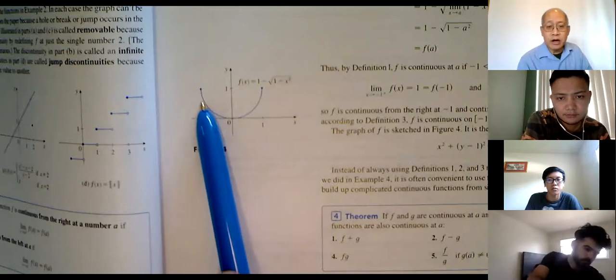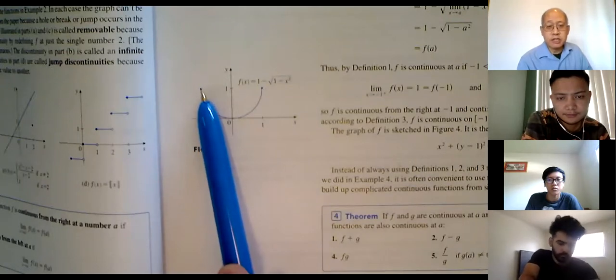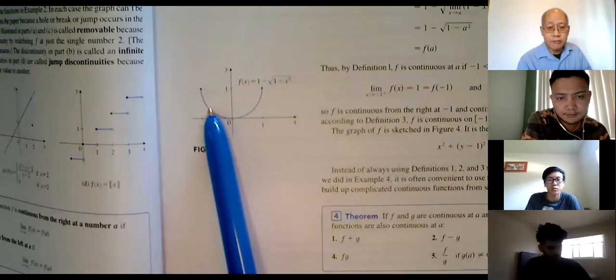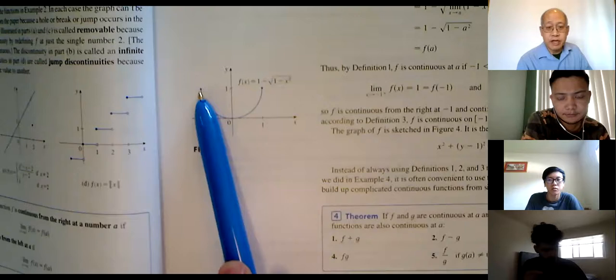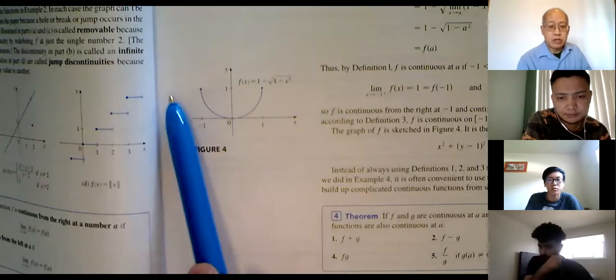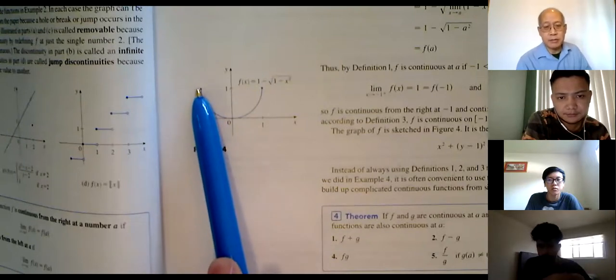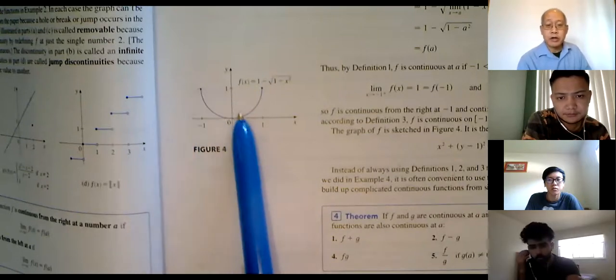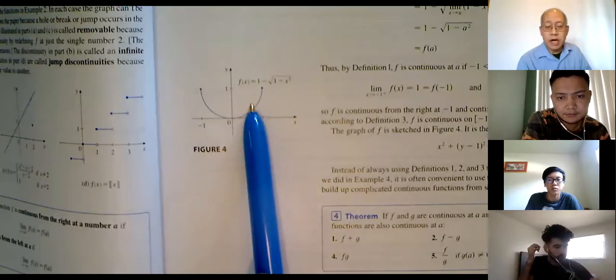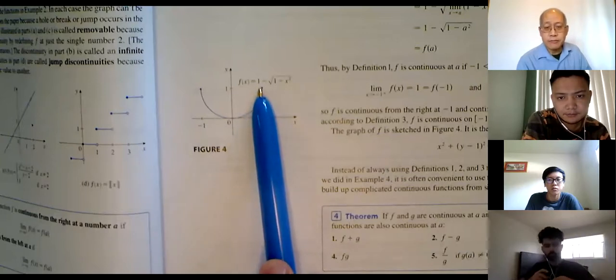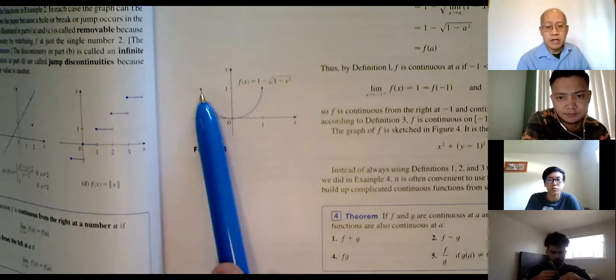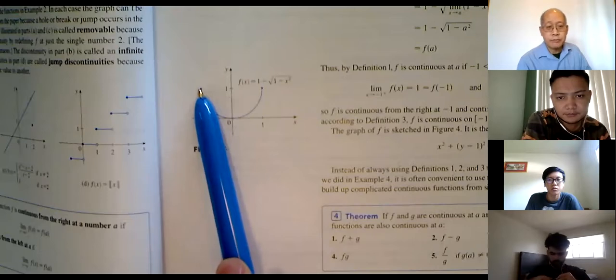At negative 1, I would say the function is continuous from the right side, because if I come from the right side, I actually reach f of -1, but that's not true from the left. I mean, there is no limit coming from the left side, right? So here's a function at x equals 1, I would say continuous from the left. At x equals -1, continuous from the right.